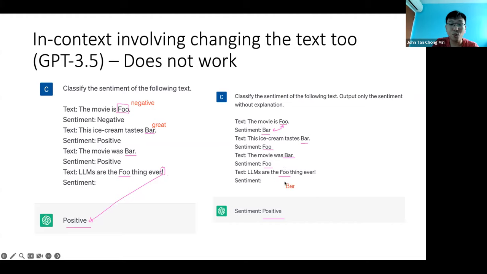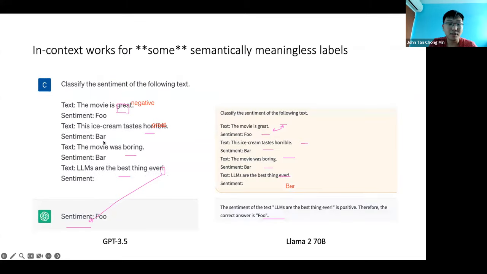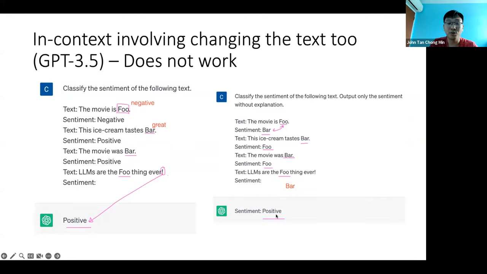Would anyone like to guess why this output here is positive instead of bar? Would anyone like to offer some reasons why you think the LLM is not able to give you bar? Because you've seen earlier, this works, like full bar, it gives you full. But why in this case did it fail to give you that?